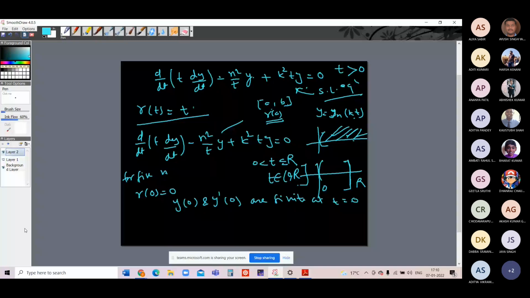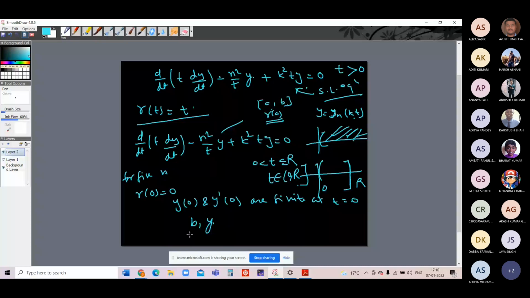The second boundary condition, as you know, will be b1 y, because we are taking the last end point b equal to R. Our second end point is b, and we are considering its value as capital R.